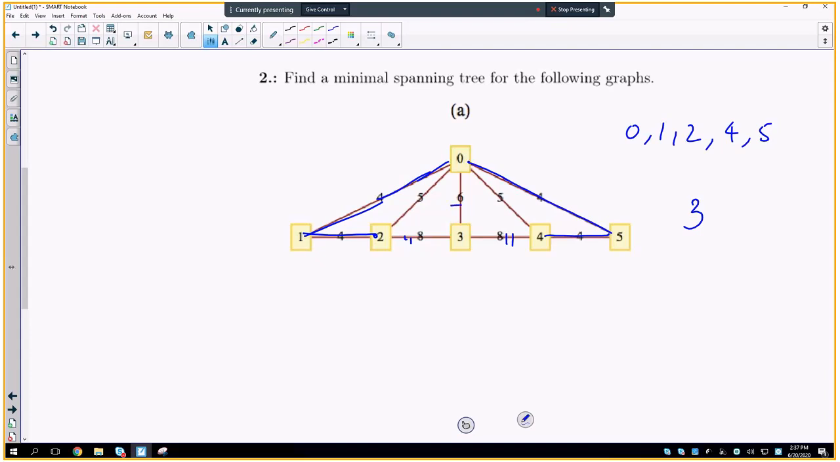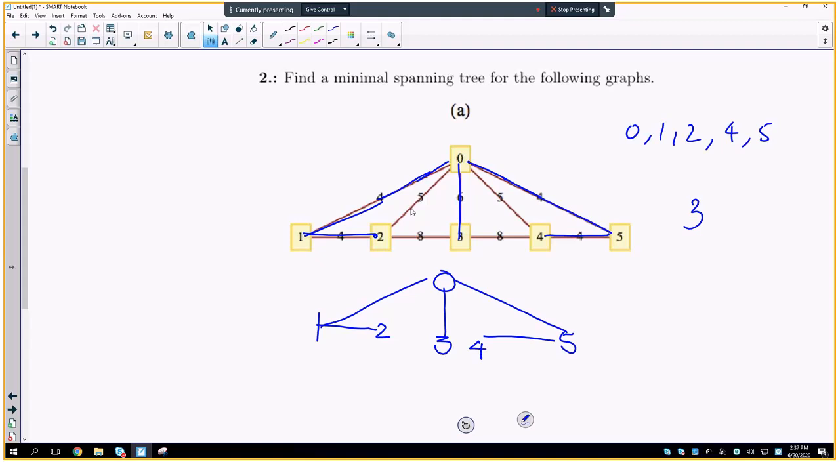So these are your only 3 bridges: between 2 and 3, 4 and 3, and 0 and 3. So the minimum weight is 6. So I'm going to keep that and get rid of the rest of them. So the minimal spanning tree is now found. And the minimal spanning tree is of the form 0 connected with 3, 0 connected with 1, 1 connected with 2, 0 connected with 5, and 5 connected with 4.